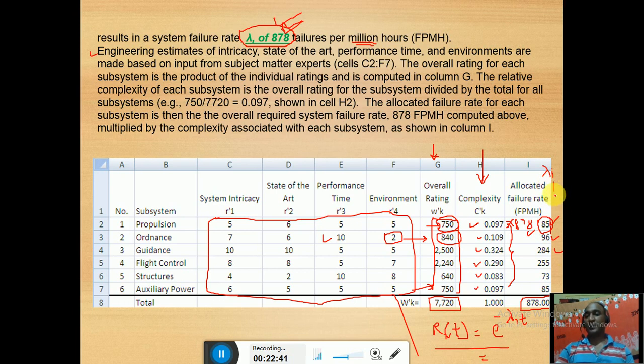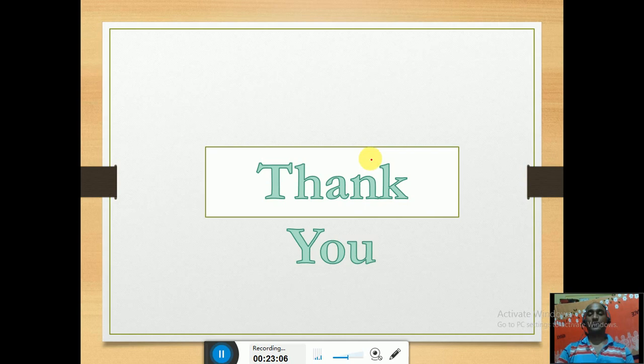Then we can add one more column here, R T, which will be nothing but the reliability requirement of the individual component. So this is how we can make use of the weightage methodology, also called the feasibility of objectives method, to allocate reliability to the individual subsystems in a system. I think you must be understanding this.